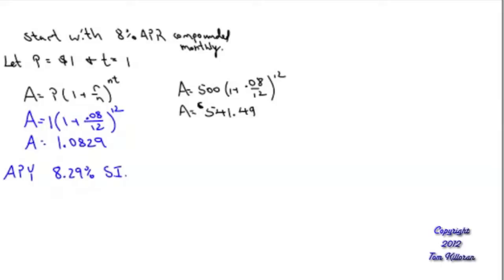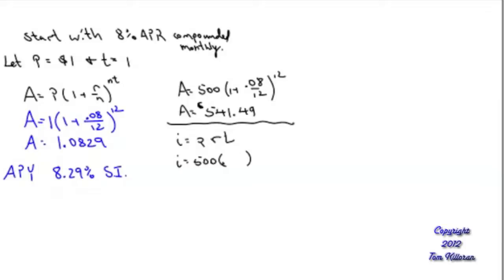It earned interest every single month. About $3.50 every single month, give or take a little bit. All right, let's do it the other way. The other way says, well, I equals PRT, but T is equal to 1. So we get I is equal to, my principal is $500. My interest rate is not 0.08. That's compound interest. The simple interest rate is 8.29.